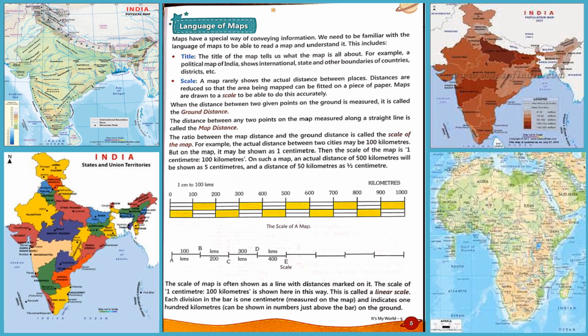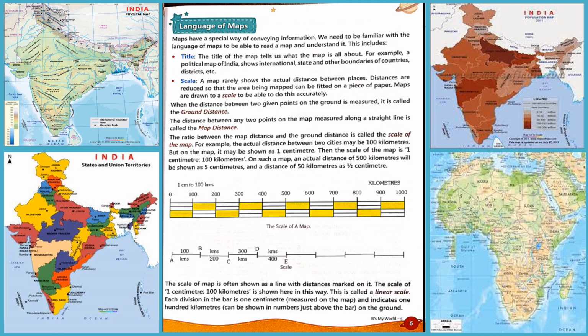Title means the title of the map tells us what the map is all about. For example, a political map of India shows international, state and other boundaries of countries, districts, etc. Some of the maps show boundaries of countries, states and important cities. These are called political maps. Maps showing the relief features of the land like plateaus, mountains, plains and rivers are called physical maps. The title of the map tells us what the map is all about.